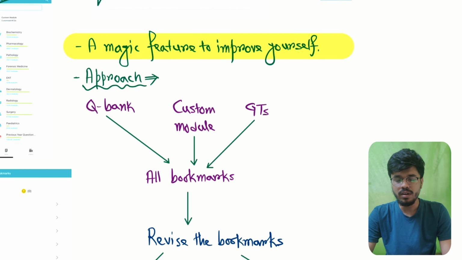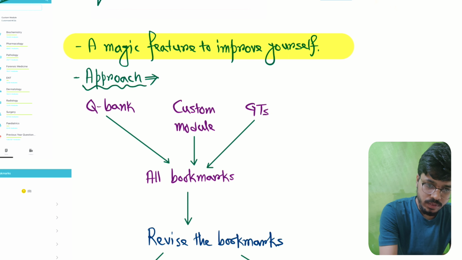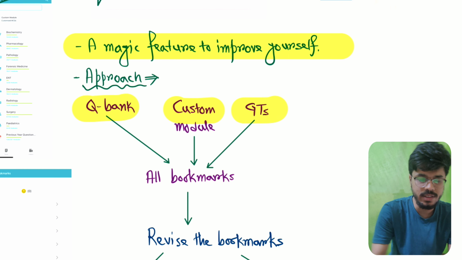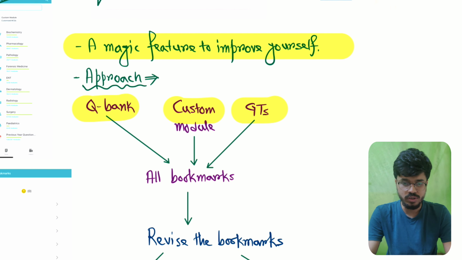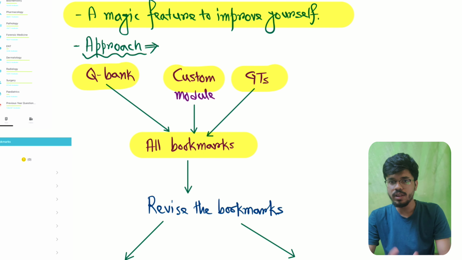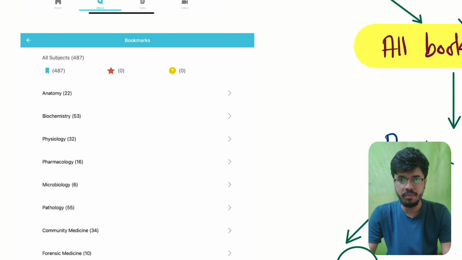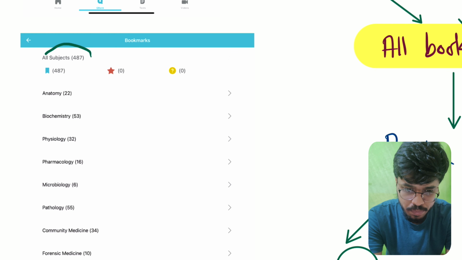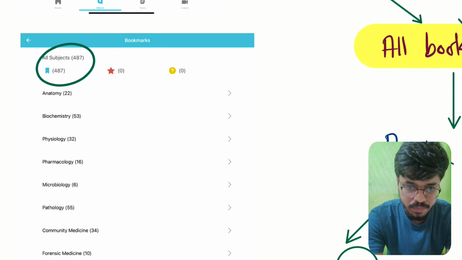Whenever you do QBank or custom module or GTs, you have to use bookmark. Whatever you did wrong or you think that this is a very important topic, bookmark the question. Now QBank, custom module, GTs: from these three sources, we get all the bookmarks. Now, this is a sample I take from Marrow. Here, I have a total of 487 bookmarks.